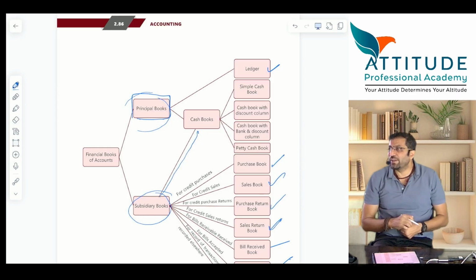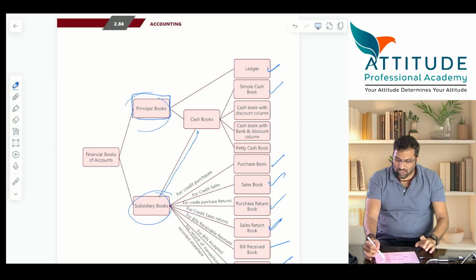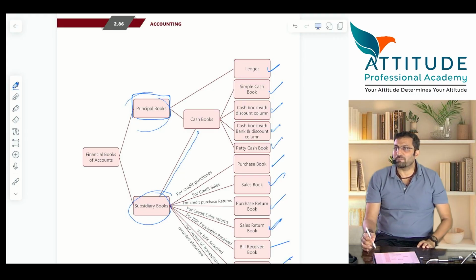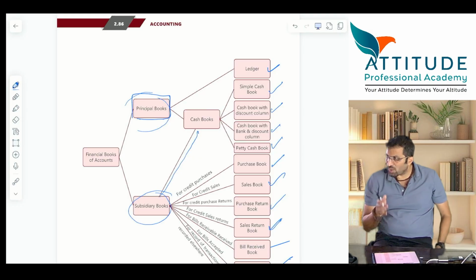Look, I have done the video on this. Yes or no? Tell me, four types of cash book. Simple cash book means single column cash book with cash column. Cash with discount column. And then cash book with discount and bank column, the three column cash book. And then petty cash book. All these things you have done in your first year also, and I have done here also.